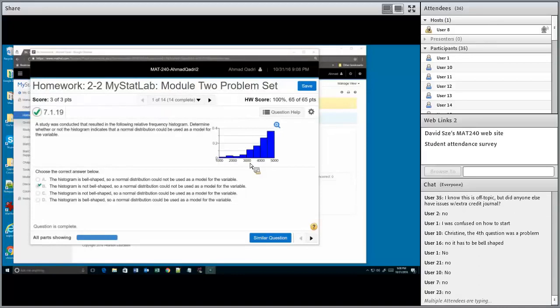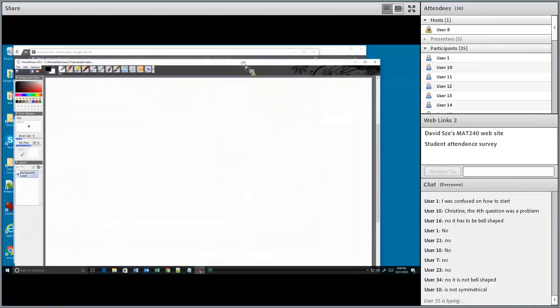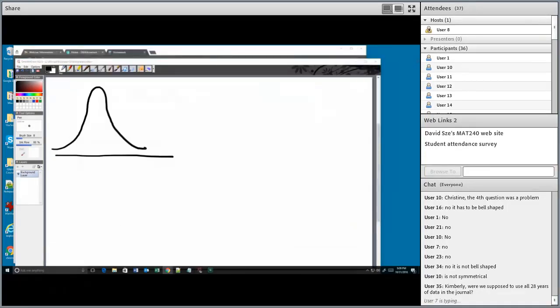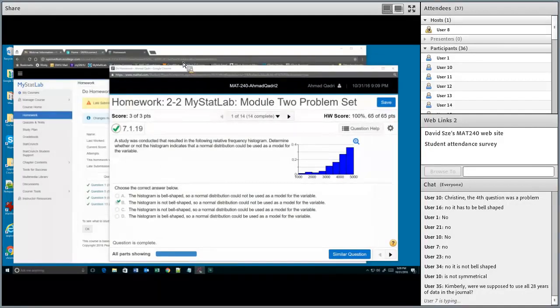A lot of you are saying no, and Sarah has the correct answer. Why? Because it is not bell-shaped. And we all know that a normal distribution looks like a bell-shaped curve. So the shape of the normal distribution is bell-shaped. Therefore, we cannot use a normal distribution in this case. And so the correct answer is B.